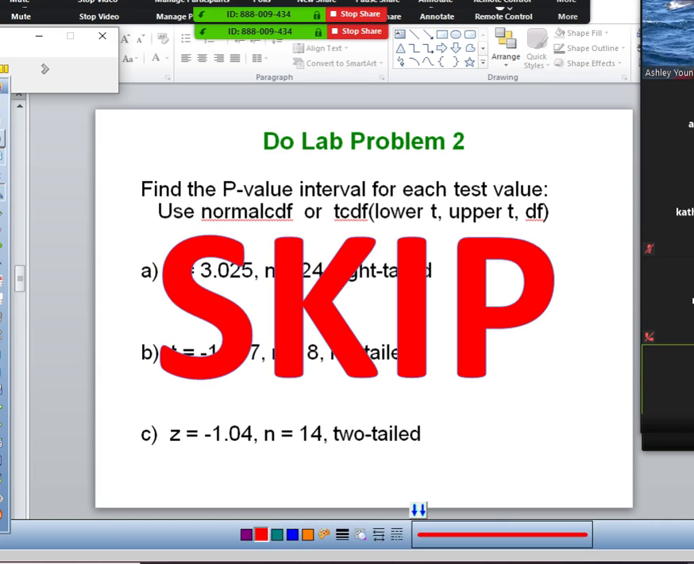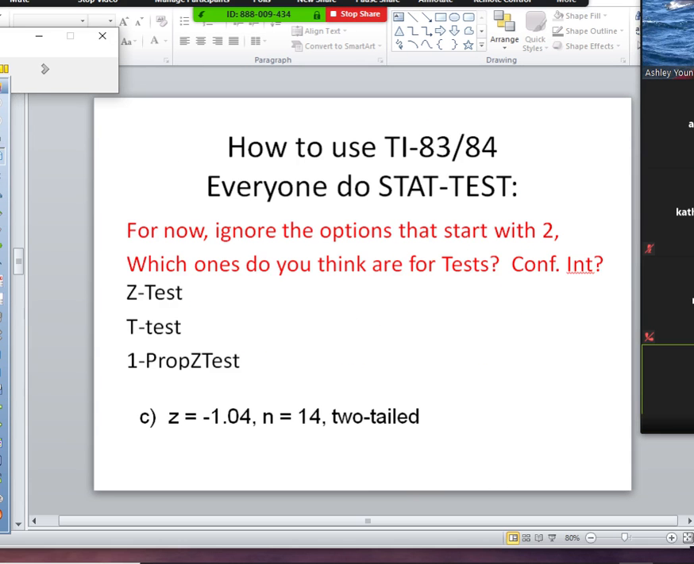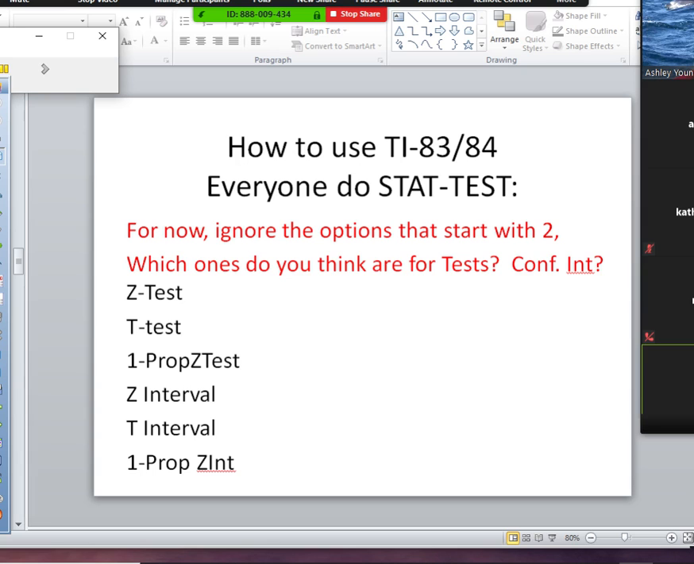All right, so then we're going to continue on. I'm going to talk about how to use a TI-83/84. This is going to be, all right, let me go ahead and stop.